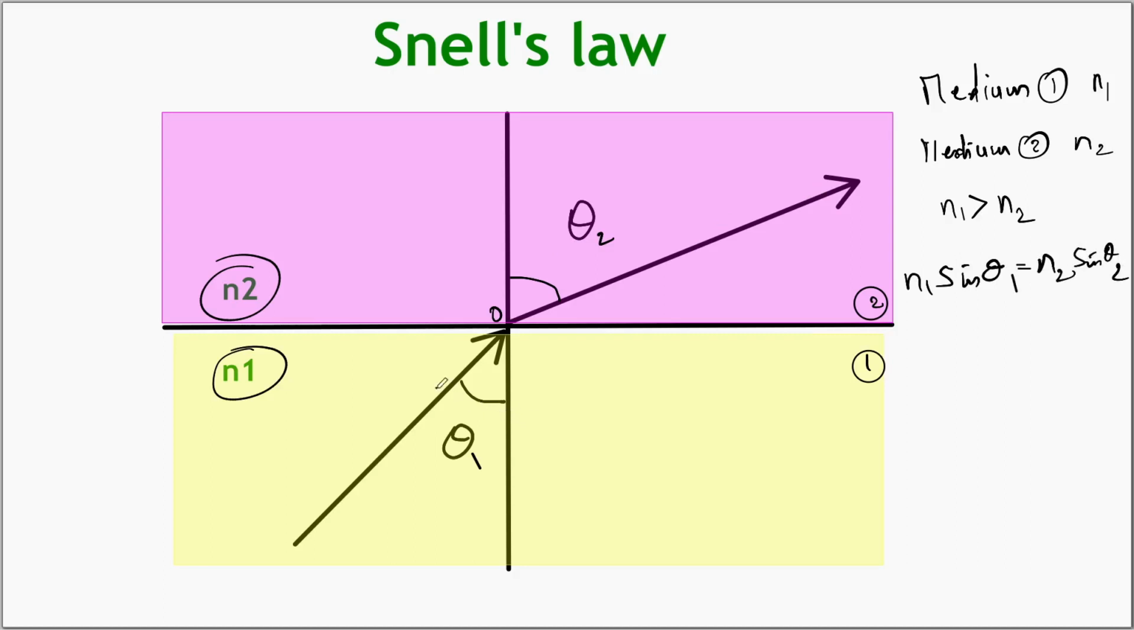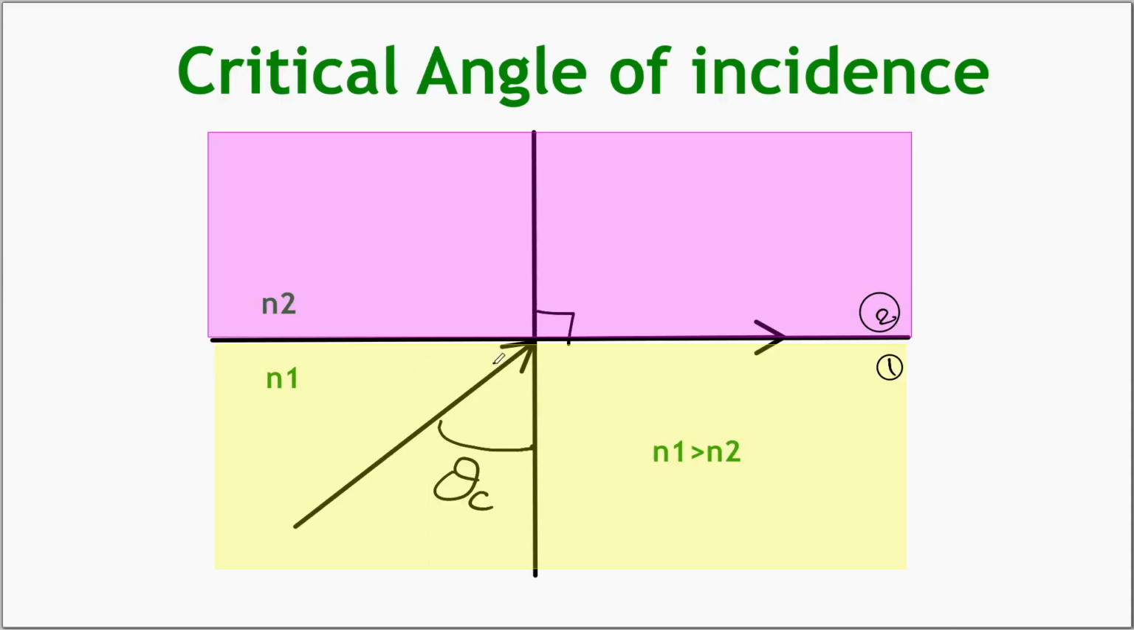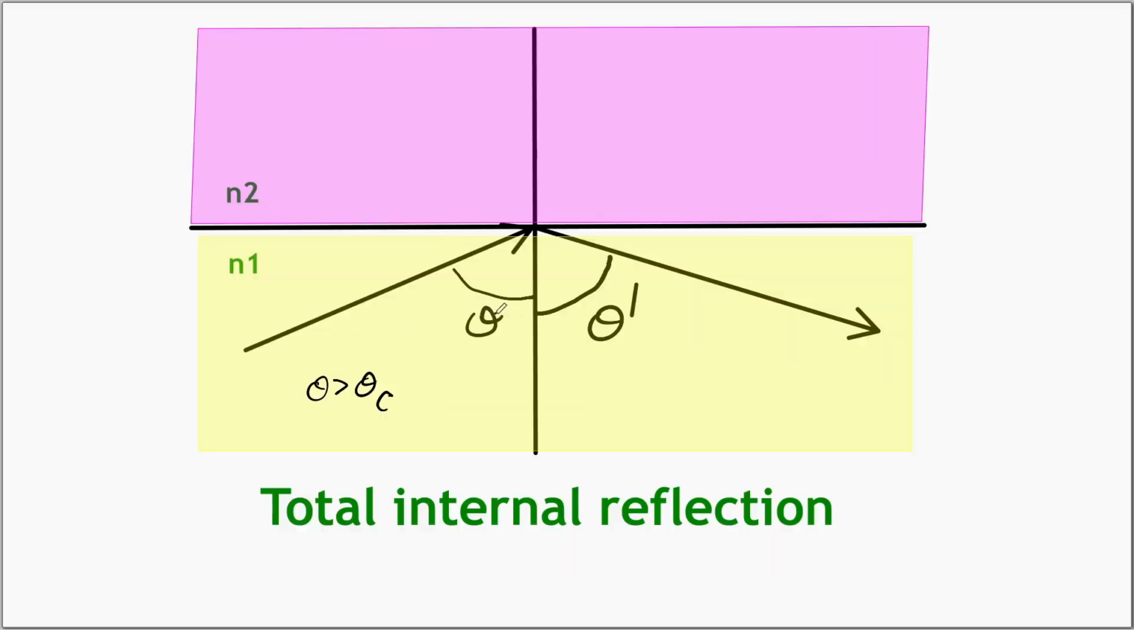Suppose you increase the angle of incidence, then you will see for one particular angle of incidence, the refracted beam follows the interface separating medium 1 and medium 2. This particular angle of incidence is called the critical angle of incidence. And if the angle of incidence is greater than theta c, the critical angle of incidence for this combination of dielectrics, under such conditions, the ray would reflect into the same medium. As a result, theta will be equal to theta prime.